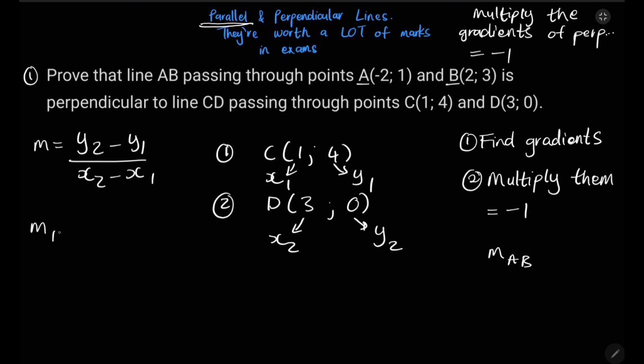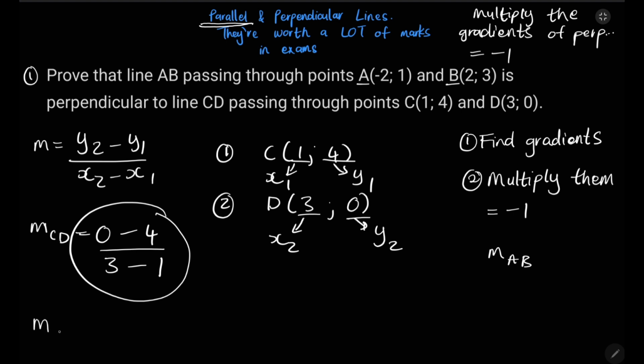So the gradient of CD is y2, which is 0, minus y1, which is 4, all over x2, which is 3, minus x1, which is 1. When you punch this in your calculator, your answer should be negative 2. So we can write our gradient here. At first we got 1 over 2 as the gradient of AB. The gradient of CD is negative 2.